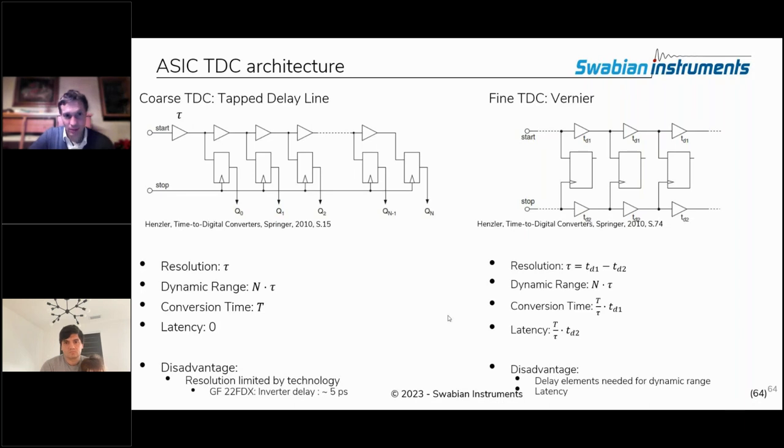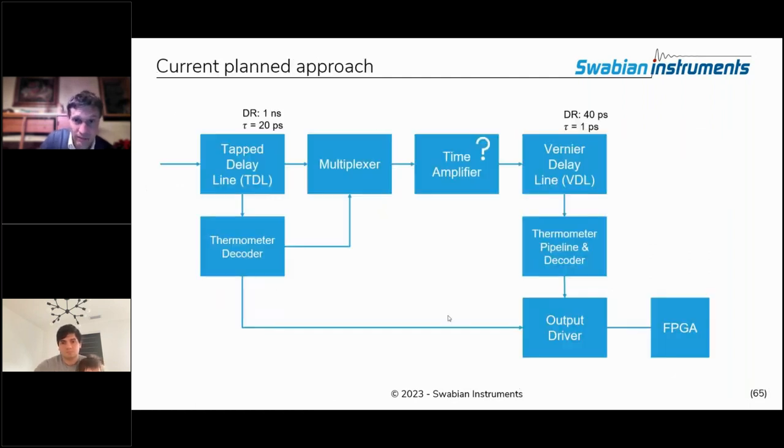And yeah, Ahmad, I'm very happy that you mentioned Stefan Henzler before. These are two pictures taken out of his book that was published with Springer in 2010. It's the tap delay line TDC as the coarse time measurement, and then a fine time measurement based on a Vernier TDC. That is similar to the tap delay line TDC, but also has delay elements in the clock line, right? That enables a differential measurement and further enhances the resolution. All right, and that's roughly the architecture.